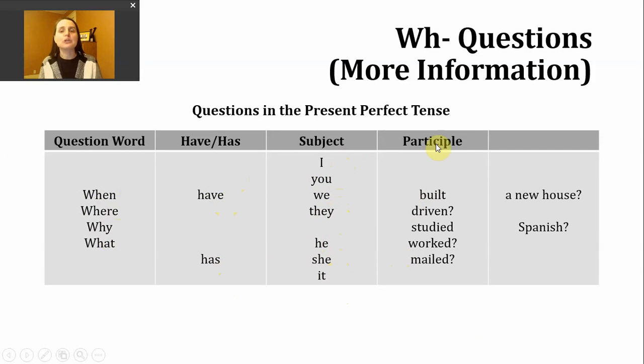After our subject, you'll find the participle form of a verb, and then possibly some additional information to give more context to the question. So like we've done before, I can kind of mix and match all of these things, right? So I could ask somebody, where have you driven? But we could also do, where has he driven? You can make lots of different questions with this. You're welcome to hit pause on the screen and practice making a few on your own, of course.